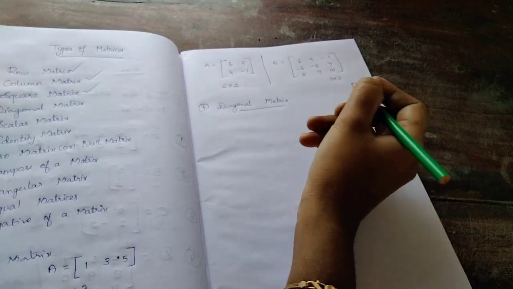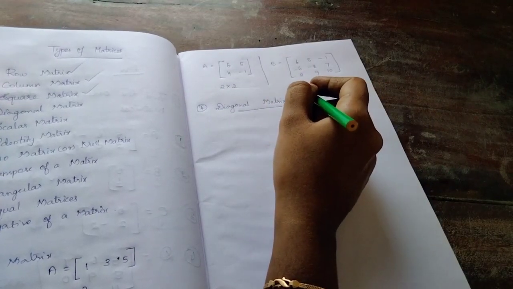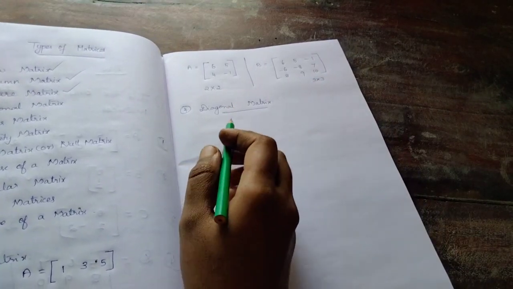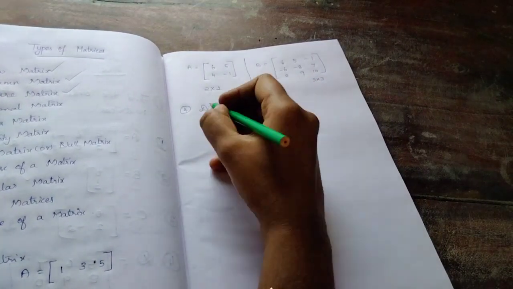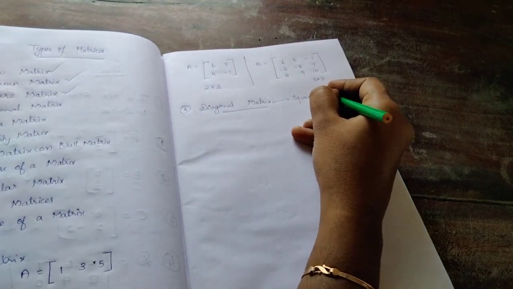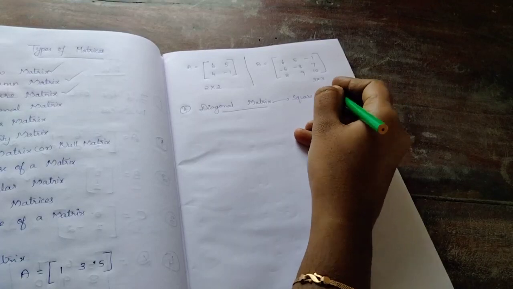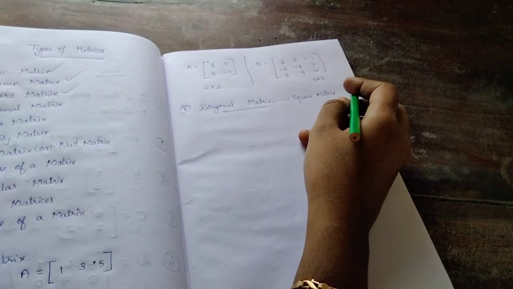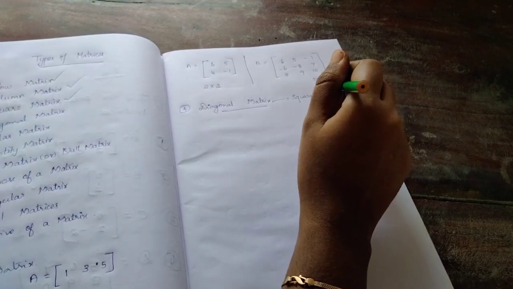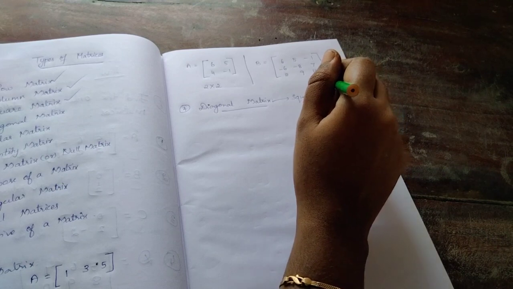So what's the meaning of a diagonal matrix? You should check the diagonal. First, it should be a square matrix. Diagonal matrices are always square matrices. What's the meaning? The number of columns and number of rows should be equal. But the leading diagonal only contains the elements.